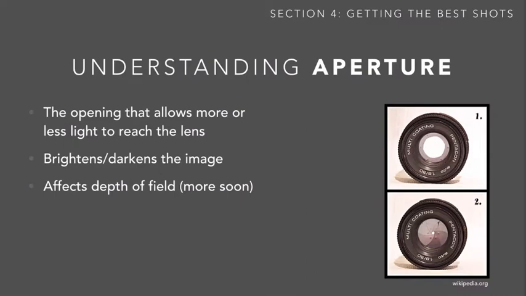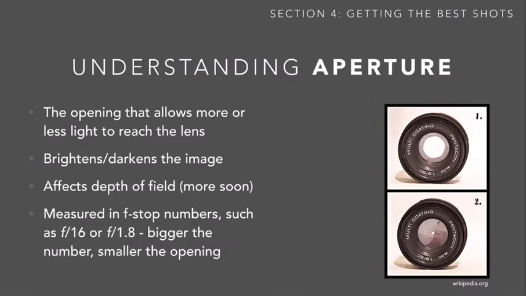Aperture also affects the depth of field, which we'll talk about in the next slide, and that determines how much of the image is in focus versus how much is blurry. If you have a very wide aperture, you're going to have a very shallow depth of field, which means that your picture is going to be brighter, but only a very small piece of it is going to be in focus, and the things in front of that and behind that are going to be blurry.